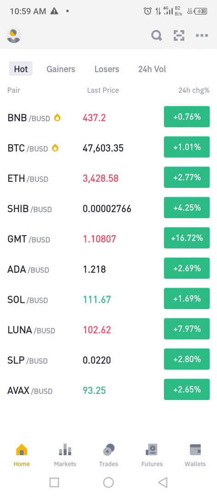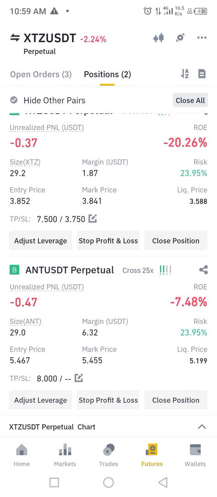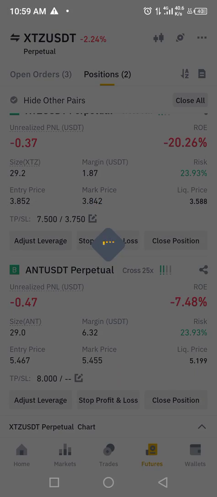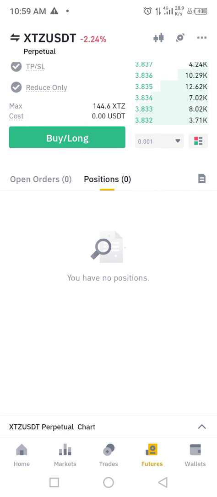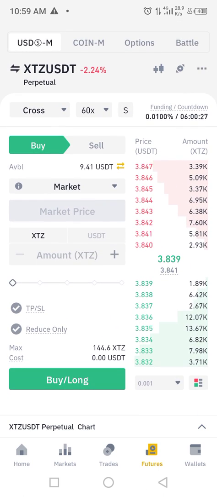Open your Binance. As you can see, go to futures. I already have futures. This account is for tutorial purposes, so let me cancel everything. As you can see, let me introduce the futures environment for you. In futures, when you look at the top, this is the name of the assets. Now we have USDM futures.